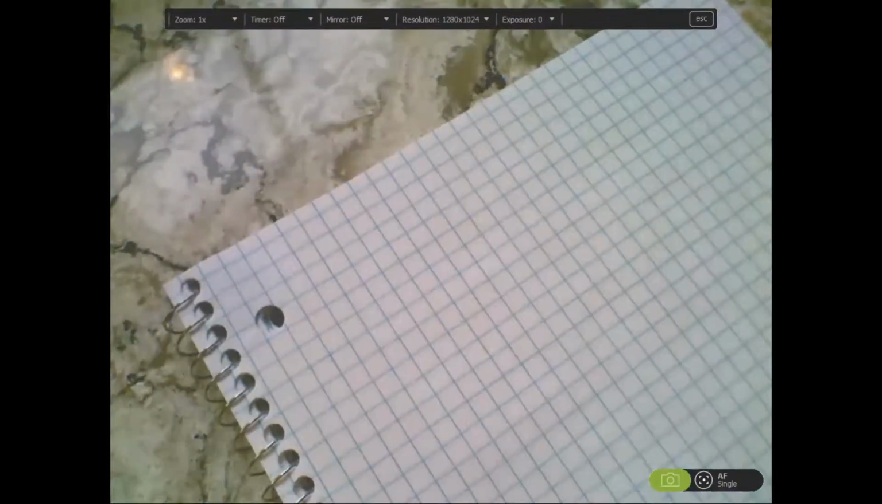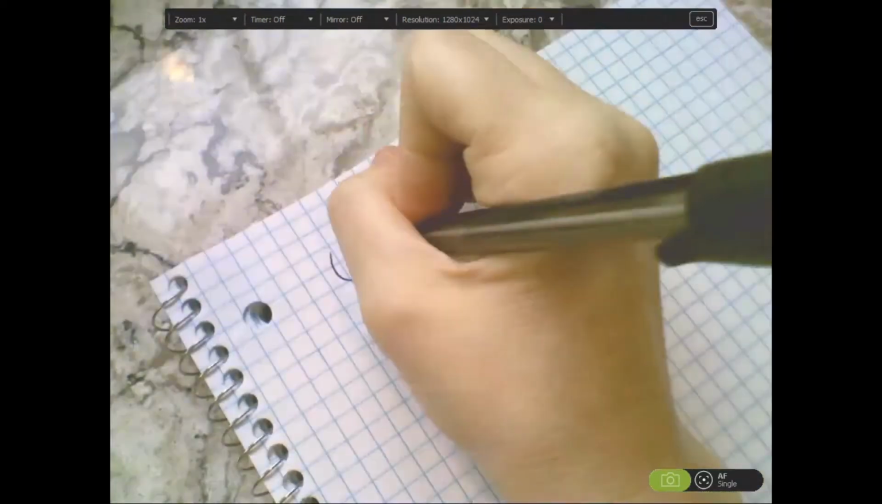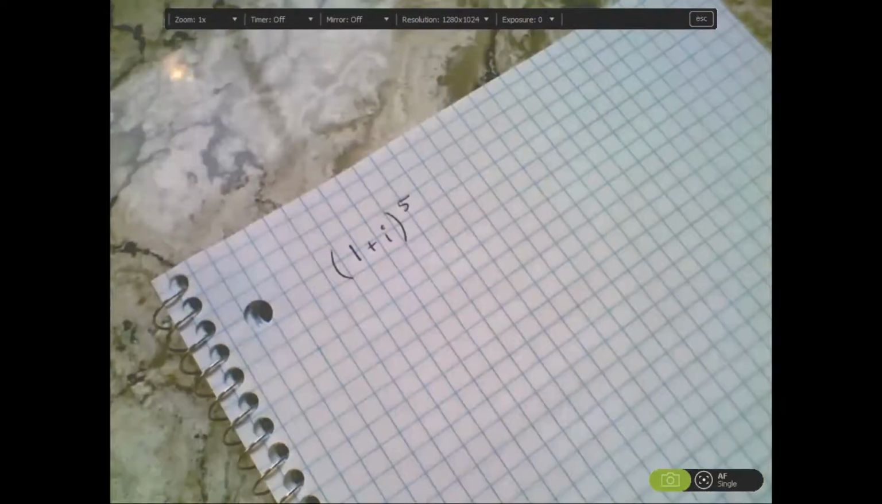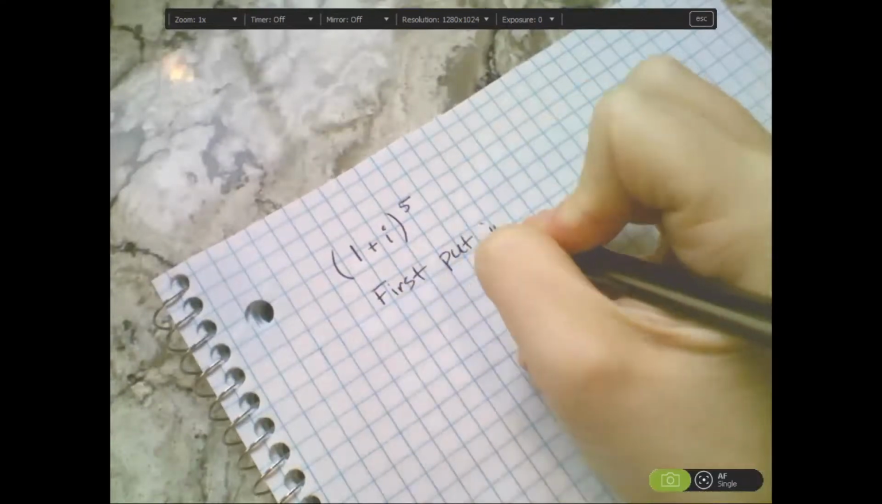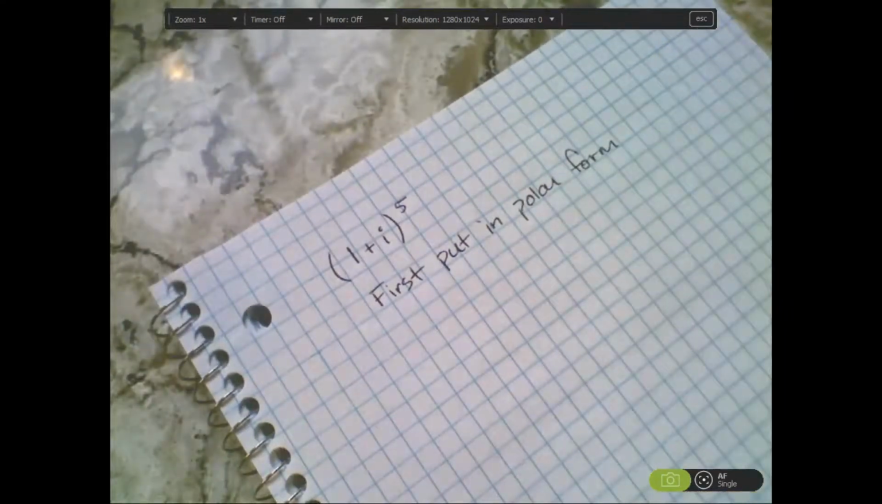So let's say that we've got 1 plus i to the 5th power. Our formula only tells us what to do when it's in polar form. So that means that the first thing we need to do is to put it in polar form. This is what you guys were working on in the last video, right? We're trying to turn this into the thing that's got the r and the cosine theta and the sine theta.